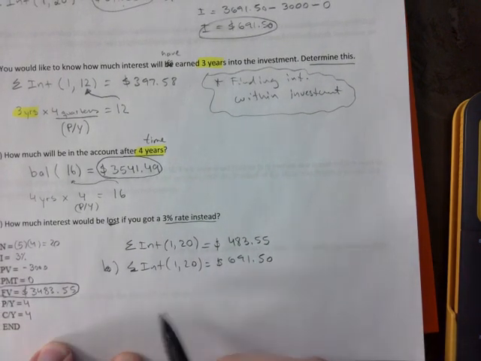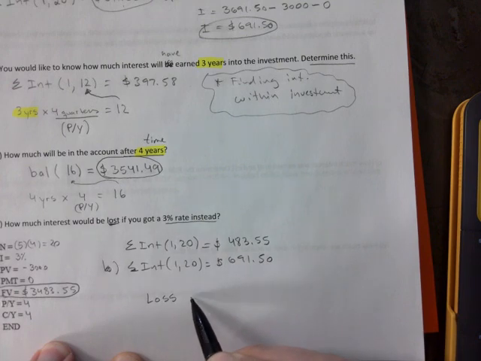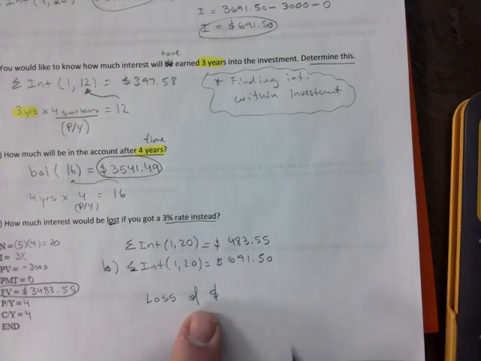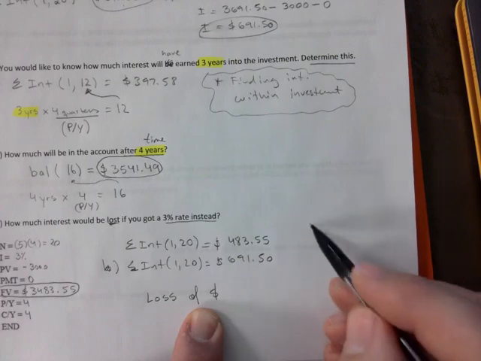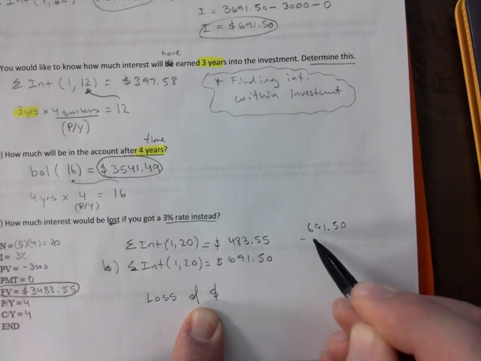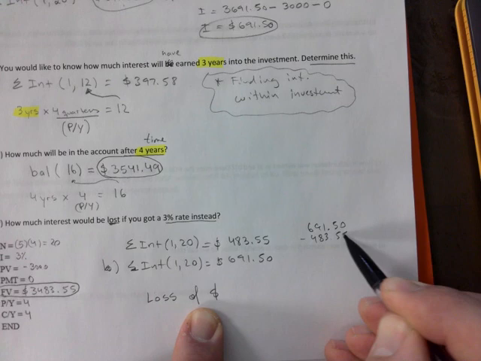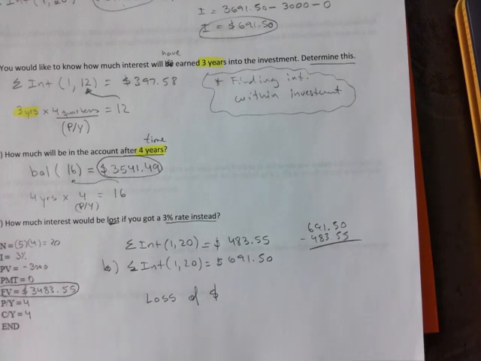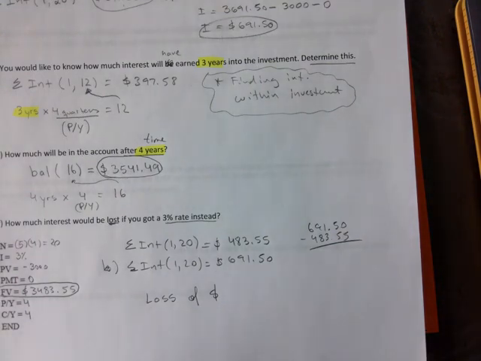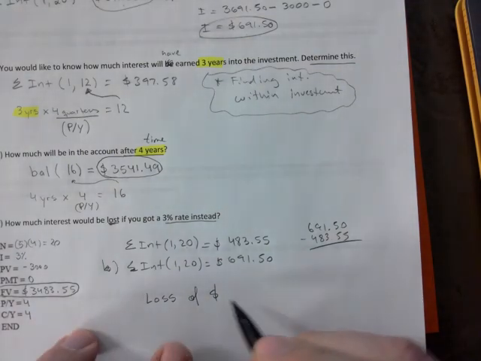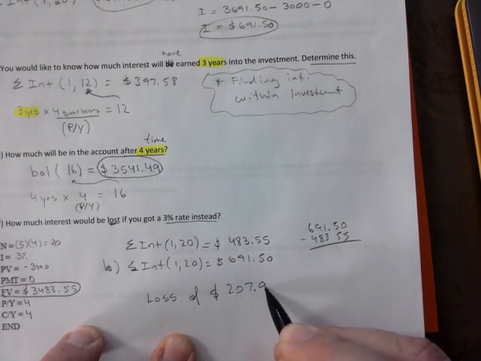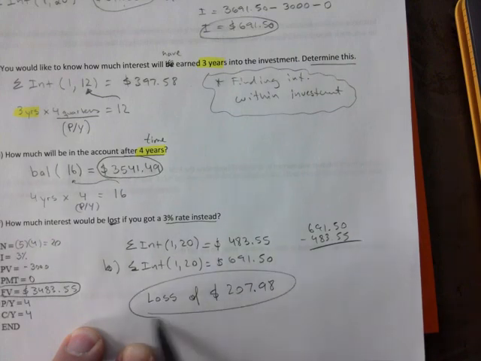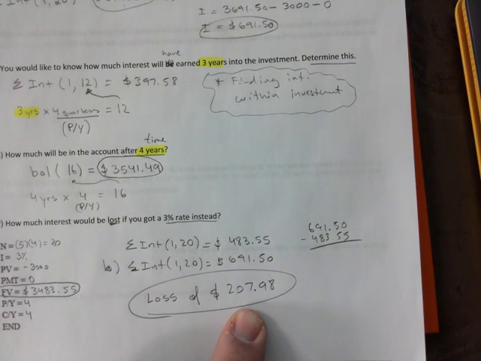So the difference between that is the loss. We're just going to go 691.50 minus 483.55. And I have the answer here somewhere. That's 207.95 that would be lost. So you'd lose $200 if the interest rate dropped.